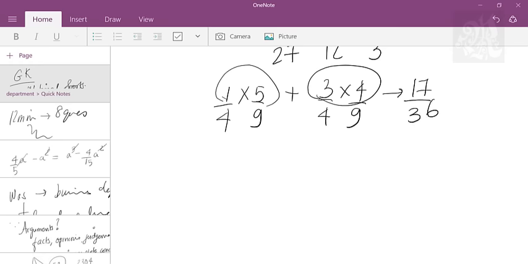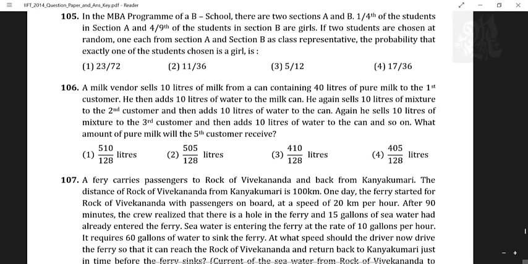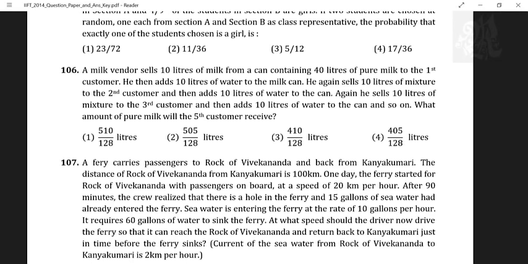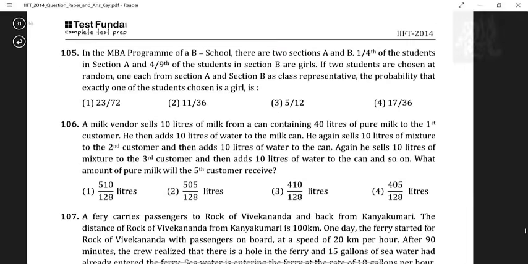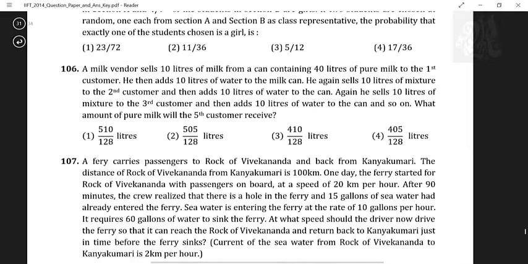And you say IIFT quant is difficult. Okay, got the point? Simple. It's chosen either from here or from there. Is it clear? The selection is the main game.